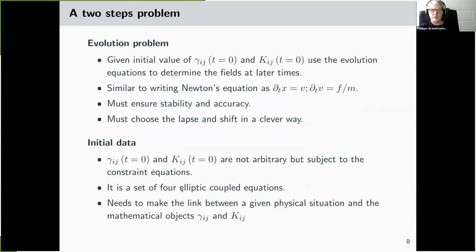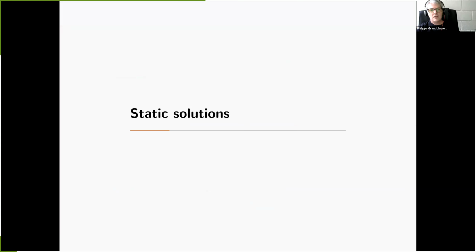It's not easy to solve from a mathematical point of view, and it's not always easy to make the link between the mathematical solutions and the physical situation you want to describe. So if I tell you, give me the extrinsic curvature tensor describing two black holes on an elliptic orbit with an eccentricity of 0.7 and a spin, it's not that easy to translate that directly into what the value of K_ij must be, for instance. So that's another difficulty. So that's the setting. I will now explain how we can try to solve those constraint equations.